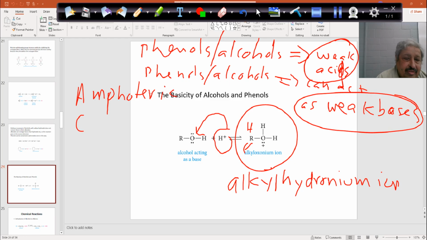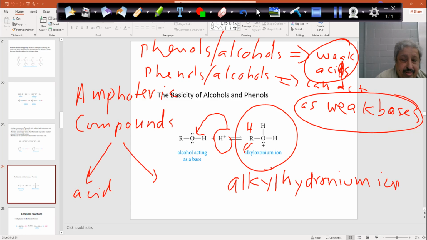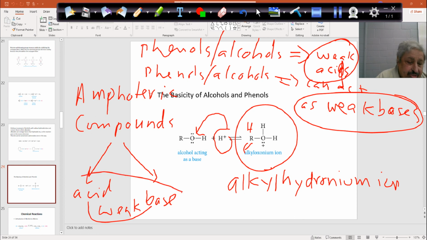Amphoteric compounds, meaning acids and bases. Both of them are weak, of course. They can act as a weak acid or a weak base, depending on the condition.